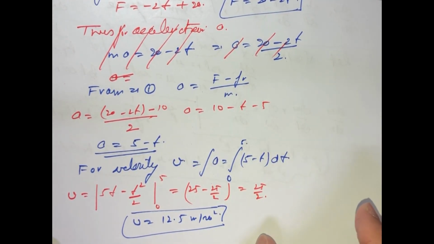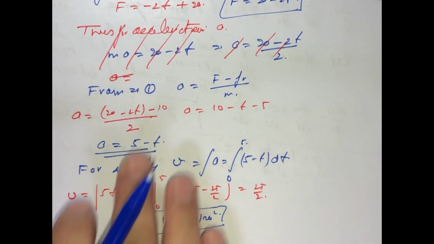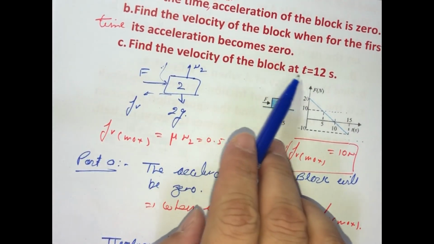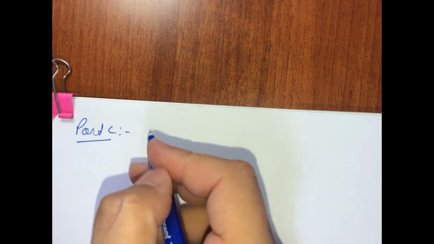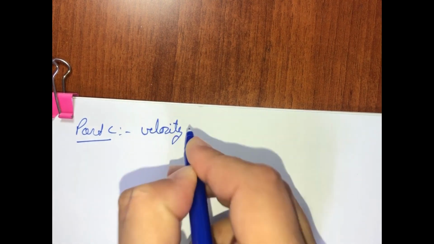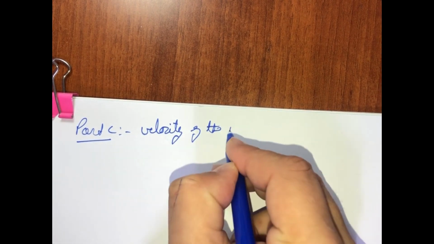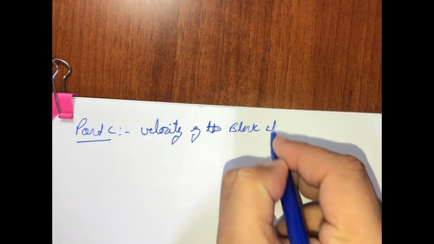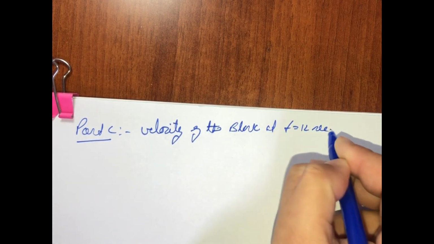And for the next part, we are going to find the velocity of the block at t is equal to 12 seconds. You can say for part C, velocity of the block at t is equal to 12 seconds.